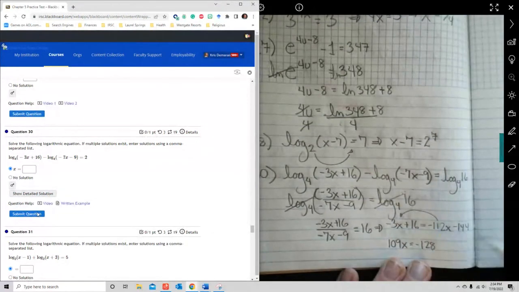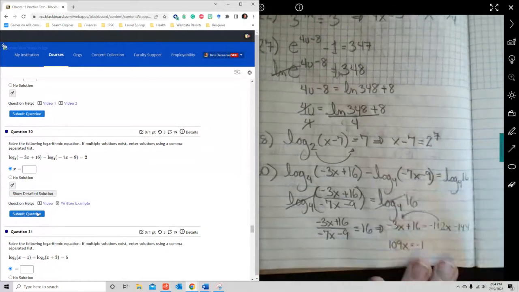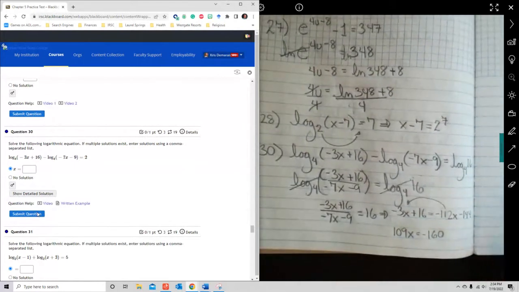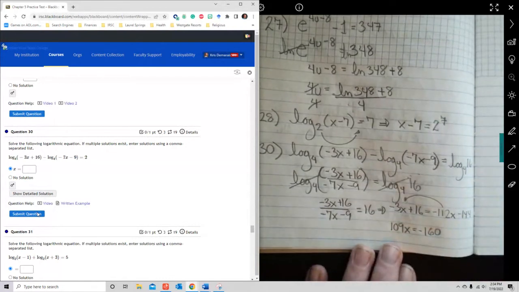All right, so I brought that over to there. Nope, it doesn't, excuse me. I just go ahead and do 144 plus 16. It's 160. All right, so I got that right. Okay, now I'm going to go ahead and divide both sides by 109.